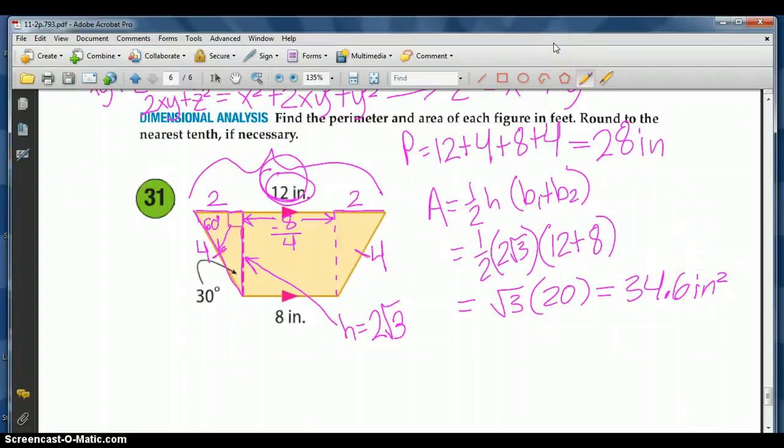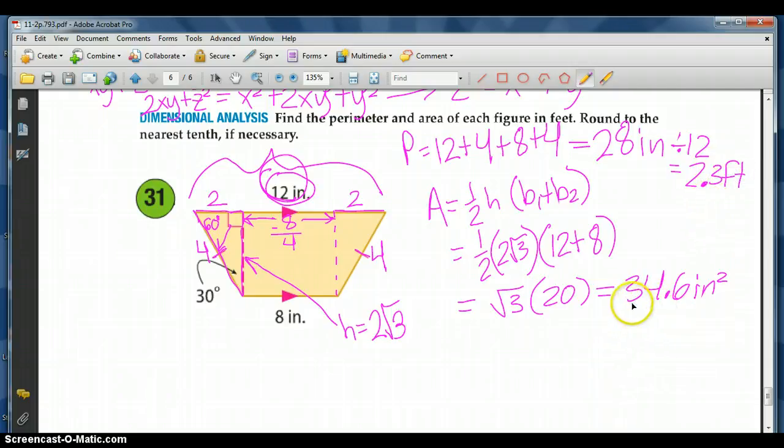Let's go ahead and get this into square feet and get our original answer in feet, because that's what it says. Find the perimeter and area of each figure in feet. So if we have 28 inches and we divide by 12, we would get 2.3 feet for the perimeter.